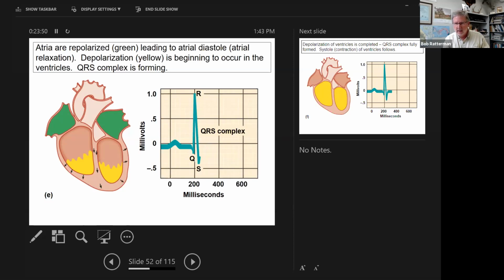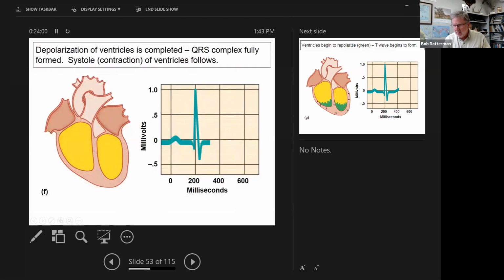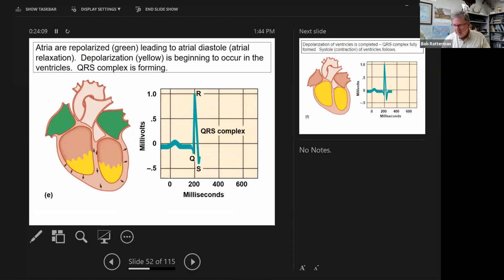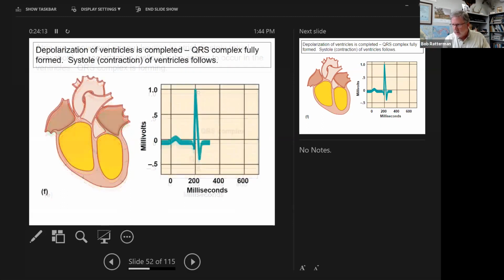Relaxation, right? Okay. Next, we fully depolarize both ventricles. And so once we start the repolarization of the atria and the depolarization of the ventricles, we have what's called, on the EKG, the QRS complex.